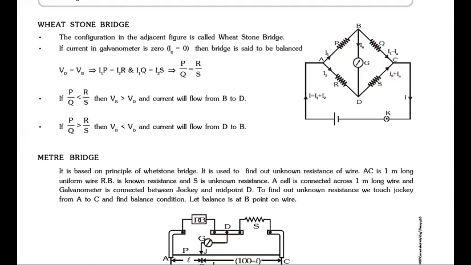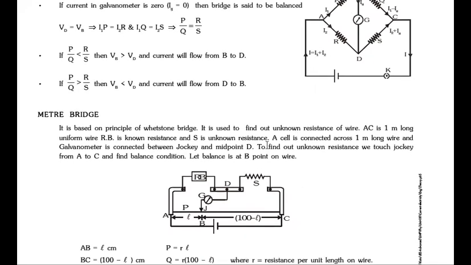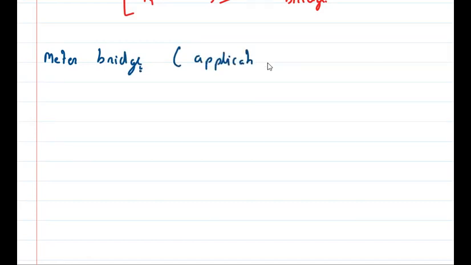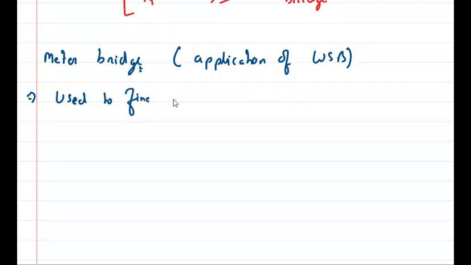ठीक है, very good, है ना. Now let us see the application of Wheatstone bridge. So one of the most important or widely used applications is something called meter bridge, hai na? So let us see what is this meter bridge, theek hai. Right, so the next heading is meter bridge. This is an application of Wheatstone bridge. Now what is this meter bridge, why is it used? Basically it is used to find the unknown resistance of a resistor.